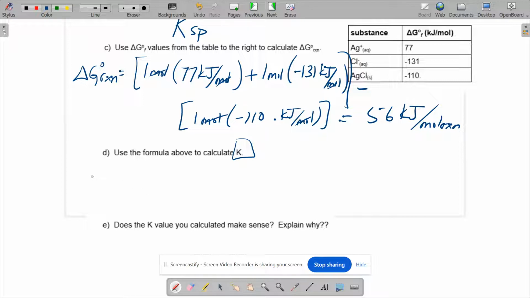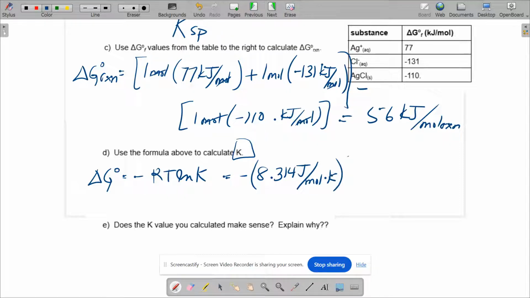We're going to use this new formula, delta G equals negative RT natural log K. Of course, that's on your equation sheet, so you don't have to memorize it. R is the energy R, also on your equation sheet, and it's 8.314 joules per mole per Kelvin. Then your temperature has to be in Kelvin. On your paper it says 25 degrees, so we're going to convert that to Kelvin, which would be 298 Kelvin. And then natural log KSP.